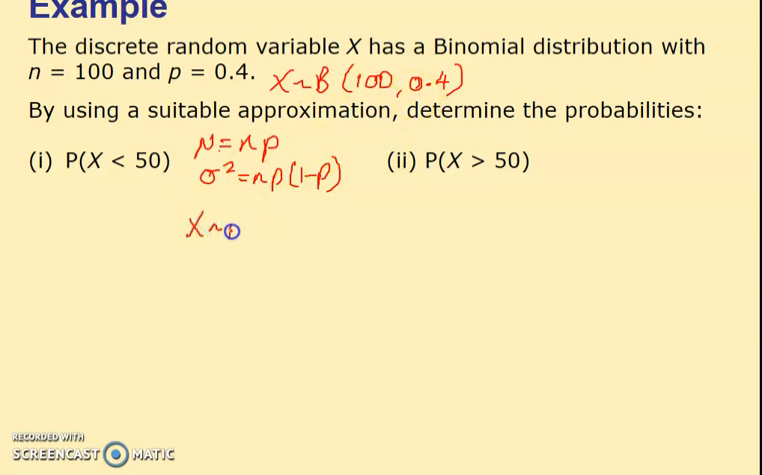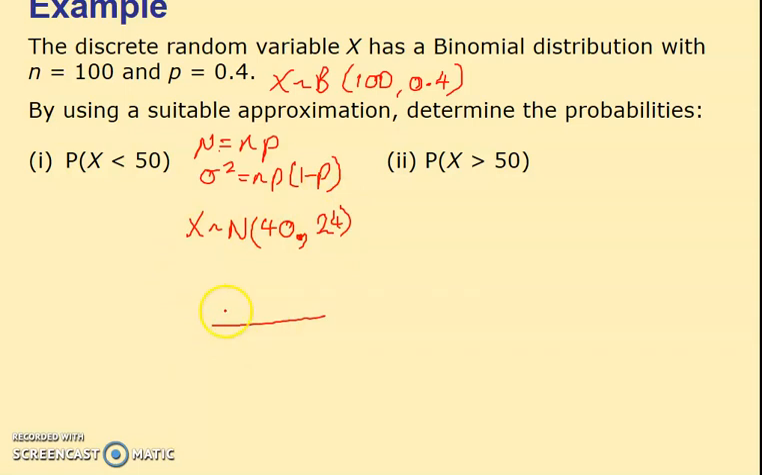So in this case, if I approximate this, 100 times 0.4 would give me 40. So I would expect to get 40. We've seen that np trick before, so that's not a surprise. The sigma squared bit, I'm going to have to type this into my calculator. So I've got n times p, that's 40 again, times 1 minus p. 1 minus p is 0.6. So I get 24. So my variance is 24.